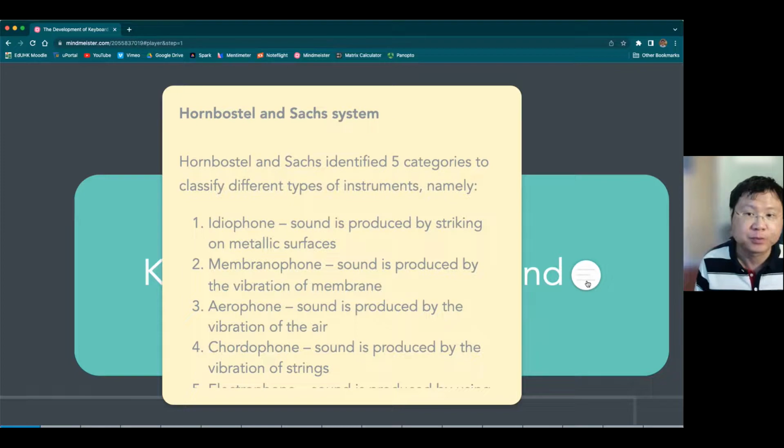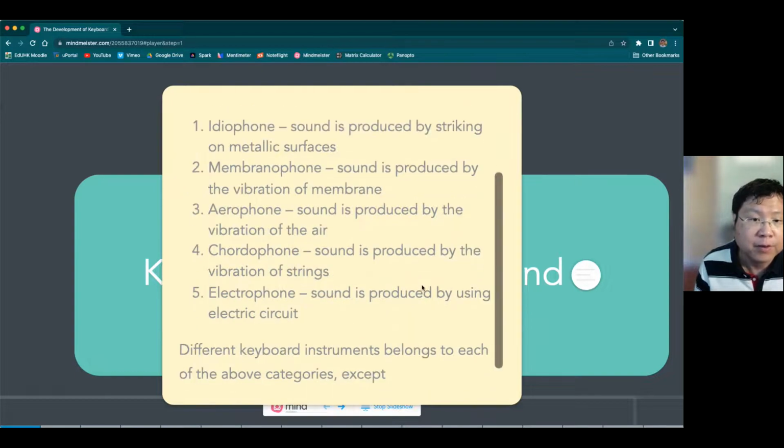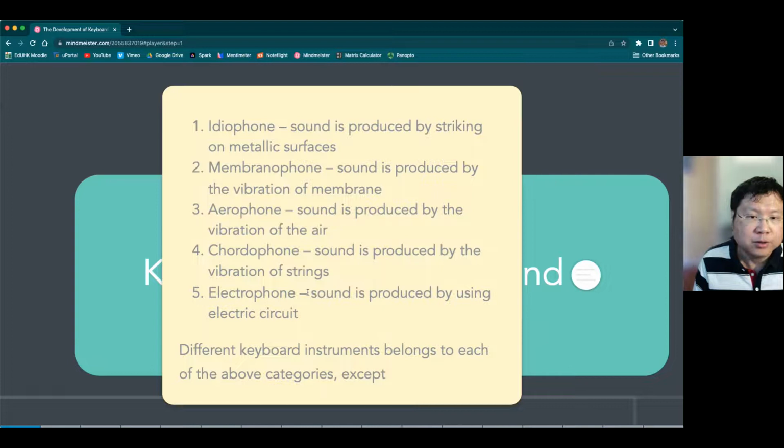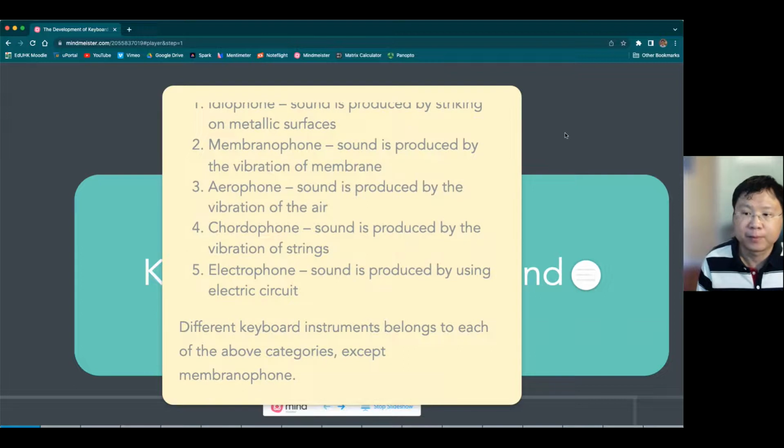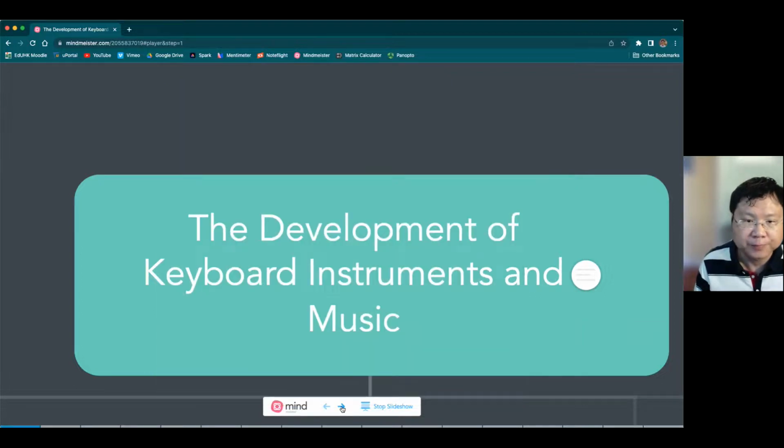We identify 5 categories to classify different types of instruments, not just keyboards, but all different kinds of instruments. These 5 categories include idiophone, membranophone, aerophone, chordophone, and electrophone. Keyboard instruments can be found in all types except the membranophone. Now let's start.